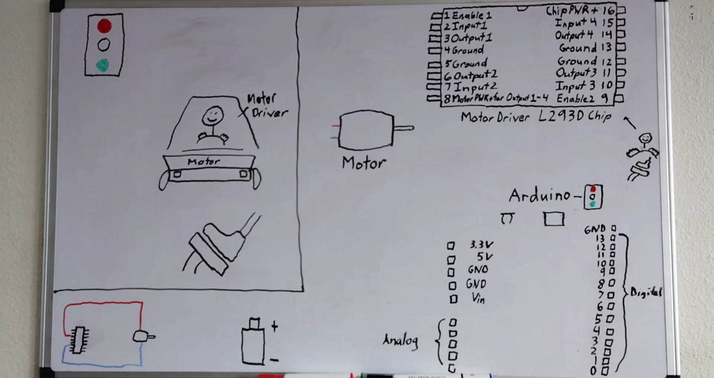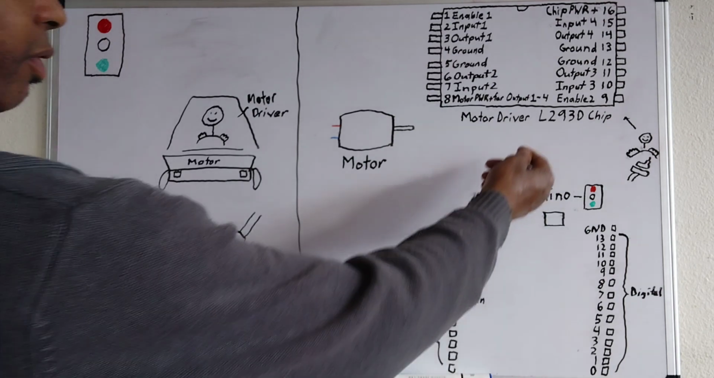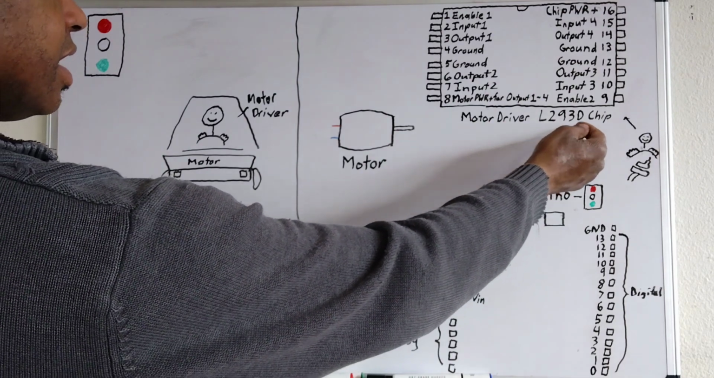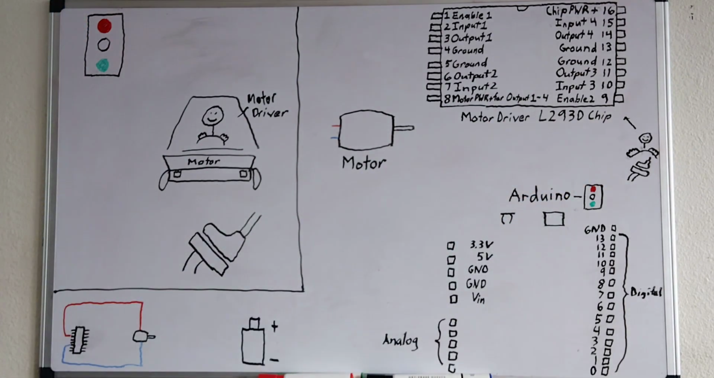We're going to go over computer chips. Computer chips are very different, but they're also very much the same. So if you learn one, you pretty much can learn any of the others. Okay, for this lesson, we're going to go over the L293D chip, a motor driver chip, which came with your kit.